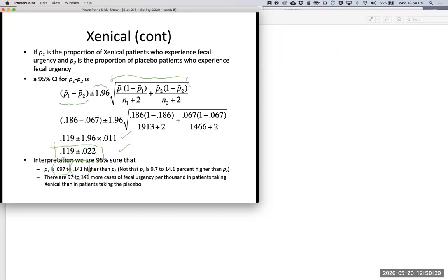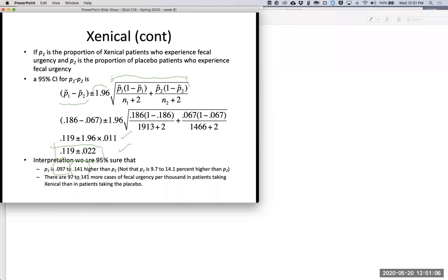Now, when I say 10 to 14% higher, that can be confusing, because typically if I say one proportion is 10 to 14% higher, I'm using a ratio, and I get a ratio of 1.1 to 1.14. No. What we mean here is the difference of the two. The difference of the two. And so I like to express it the following way.